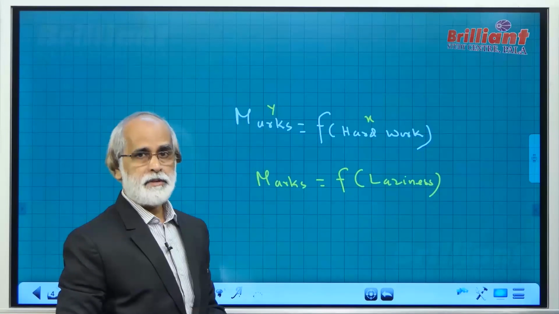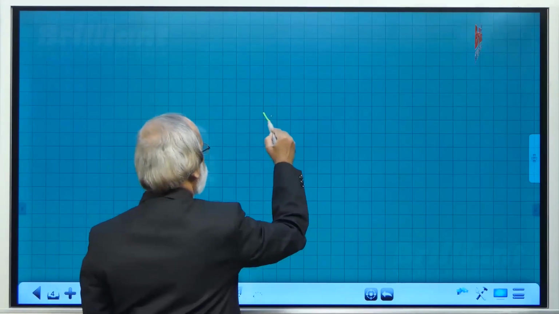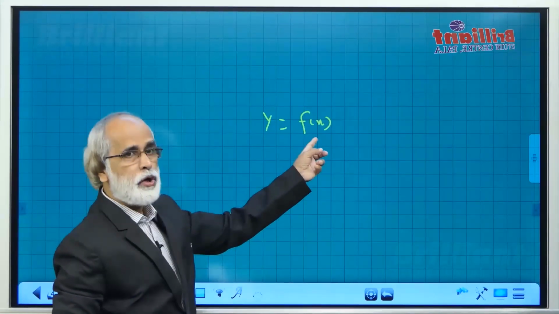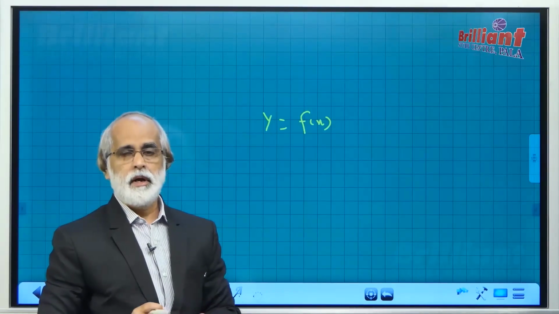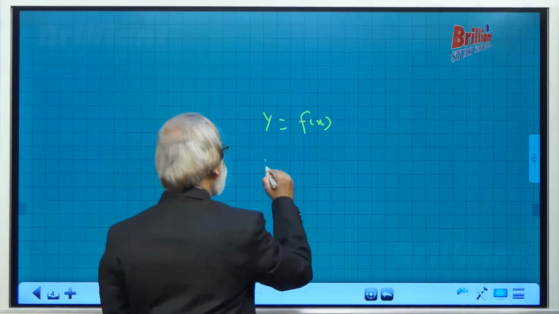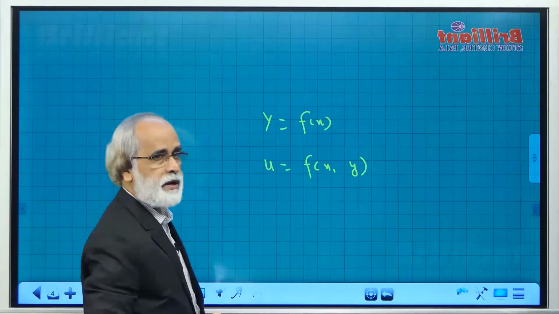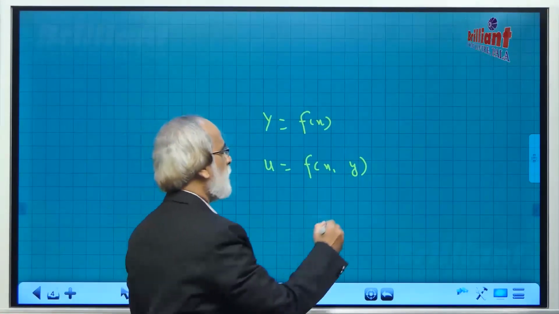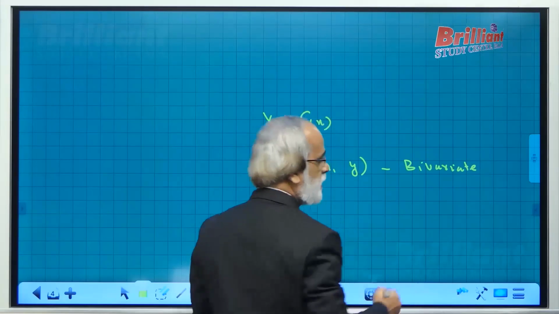limits and its properties. If a dependent variable depends only on one independent variable, if y is equal to f of x, we usually call it a univariate function. A univariate function means a dependent variable depends on only one independent variable. If dependent variable u depends on two independent variables x and y, we say u equal to f of x, y is a bivariate function.